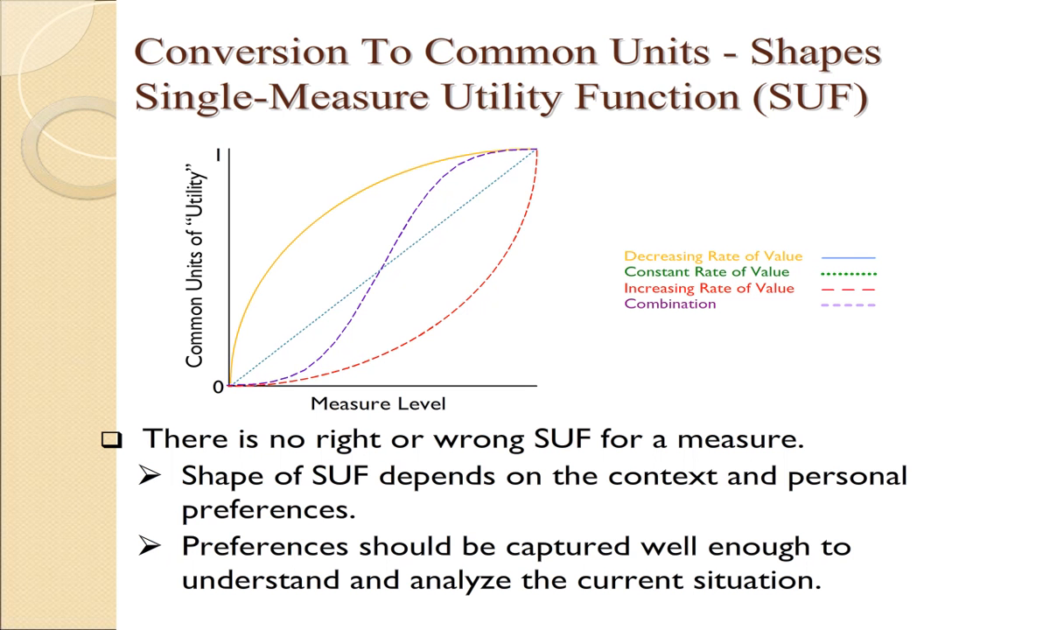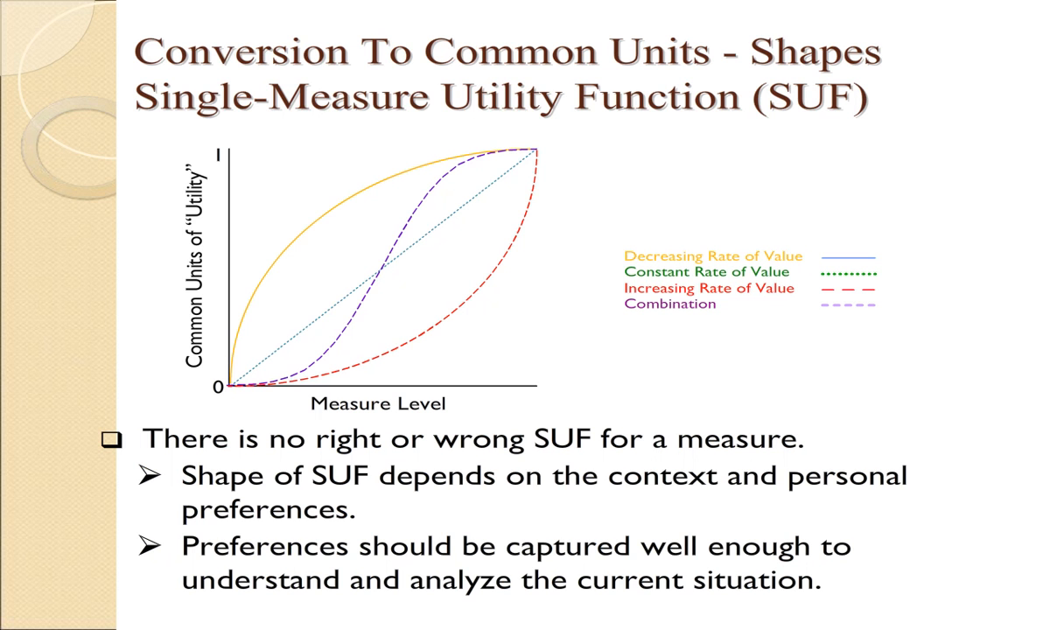In this section we'll be discussing how to create a single measure utility function, and we're focusing on an informal method which says, let me consider the shape being either convex or concave or something like an S-shaped. There's no right or wrong answer for what a SUF is. It depends upon context and personal preferences.